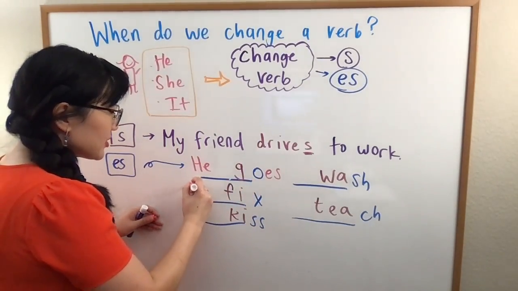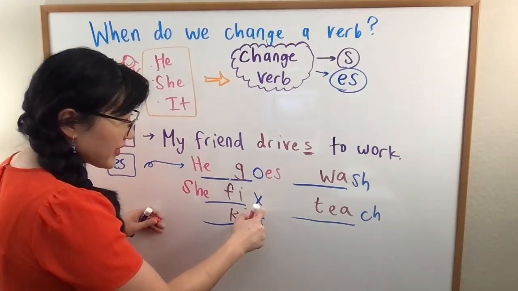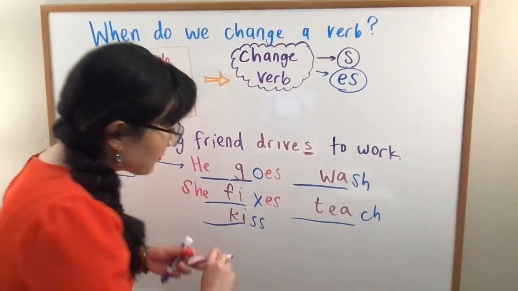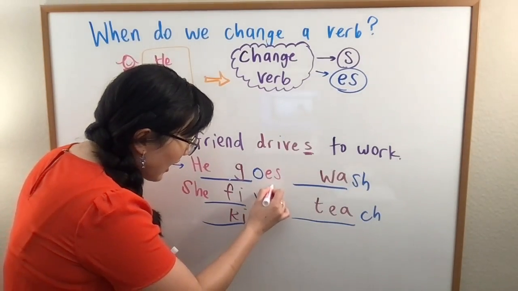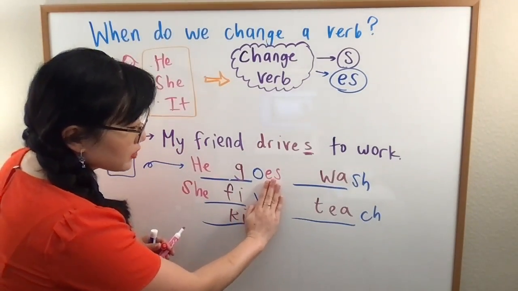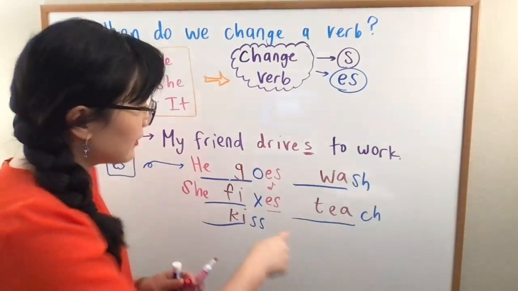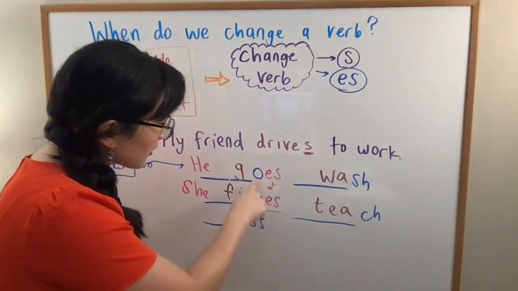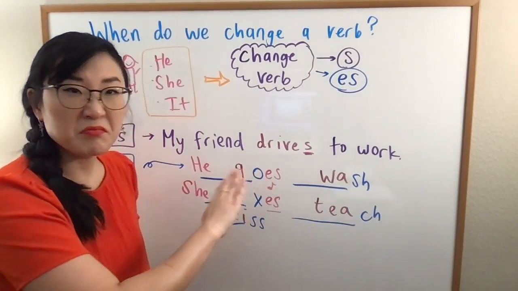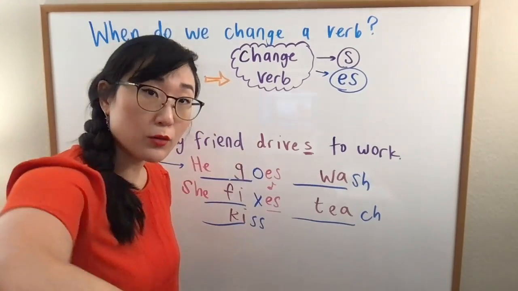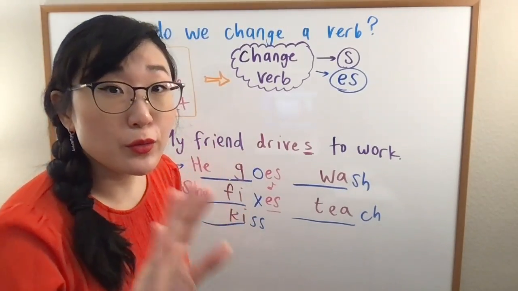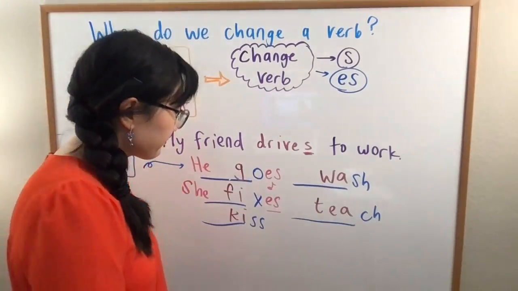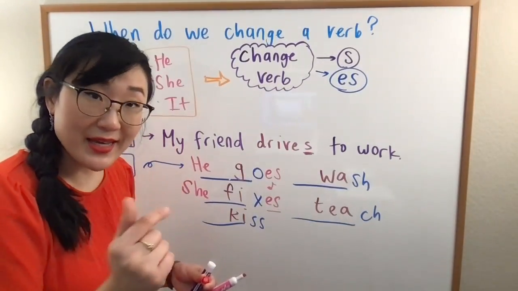The mechanic, she fixes. For these sounds, you're going to need to add another syllable. So the original verb is fix. If I include this ES, fixes. For this first one, no change. Go, goes. Do not separate. Go, goes.